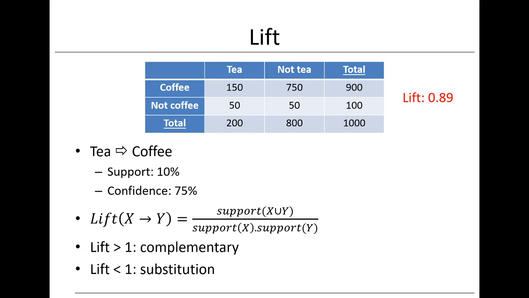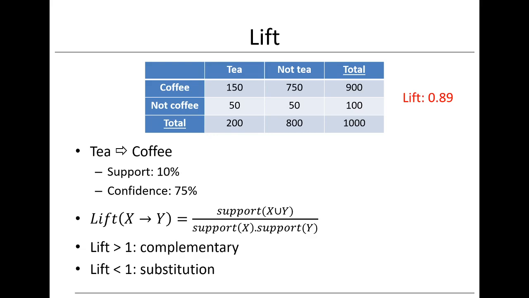Given the above example from a supermarket transactions database, where we look at the purchases of coffee and tea, let's now consider the association rule tea implies coffee. The support of this rule is 100 divided by 1000 or 10%. The confidence of the rule is 150 divided by 200 or 75%.